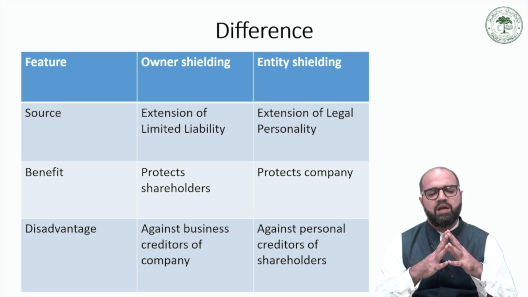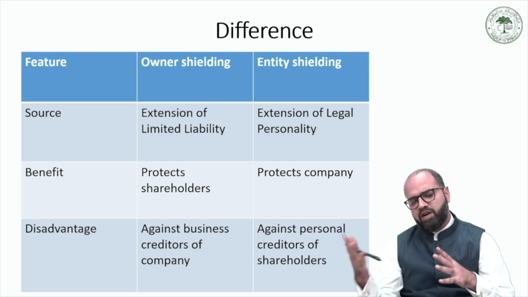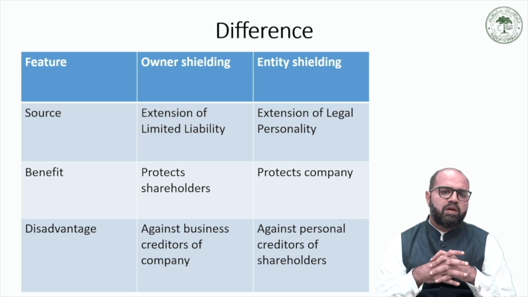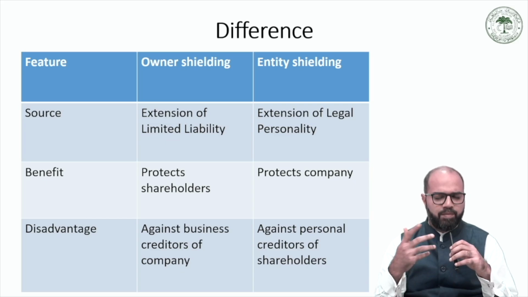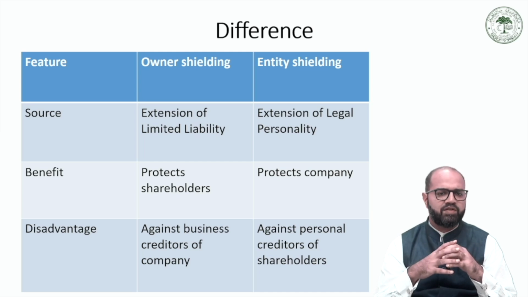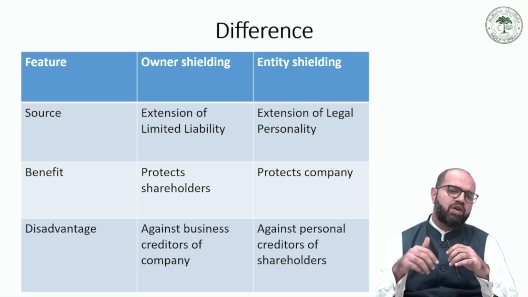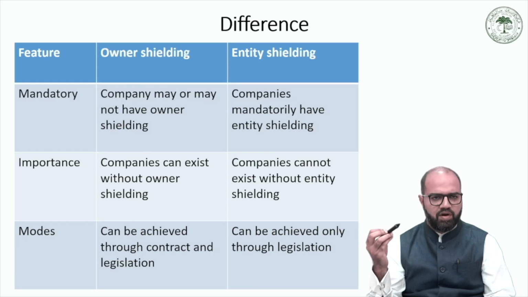In owner shielding, the company's liabilities remain the liabilities of the company and are not transferred to the shareholders. In case of entity shielding, it is vice versa. Now, who is disadvantaged in the theory of owner shielding? The business creditors, because they cannot lay a claim on the personal assets of the shareholders. In case of entity shielding, it is the personal creditors of the shareholders who cannot lay a claim on the assets of the company in which they are shareholders.